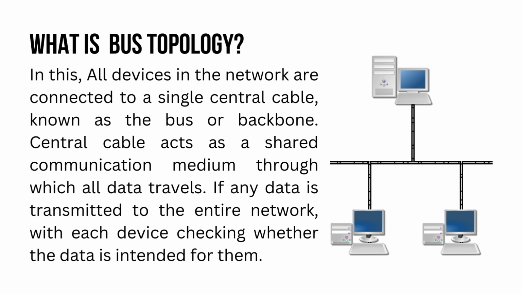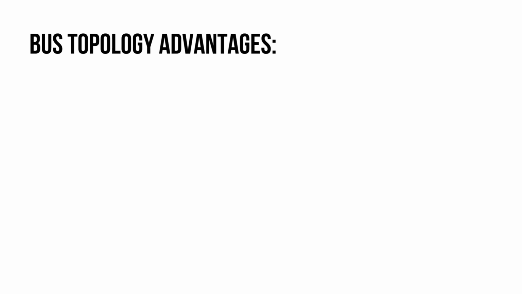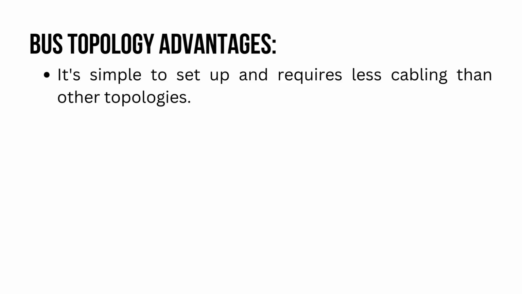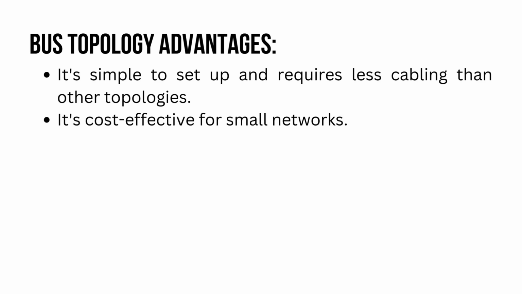Let's move on to the specific topologies, starting with the bus topology. In a bus topology, all the devices are connected to a single central cable called the bus or a backbone. Each device is connected to this bus and the data travels through the bus to all devices. Advantages of bus topologies are that it is simple to set up and requires less cabling than other topologies. It is cost effective for small networks.